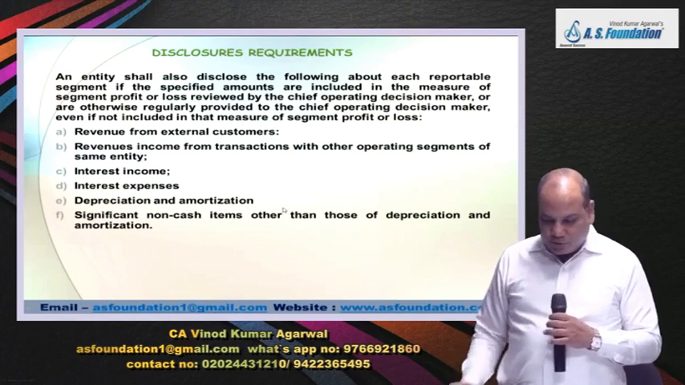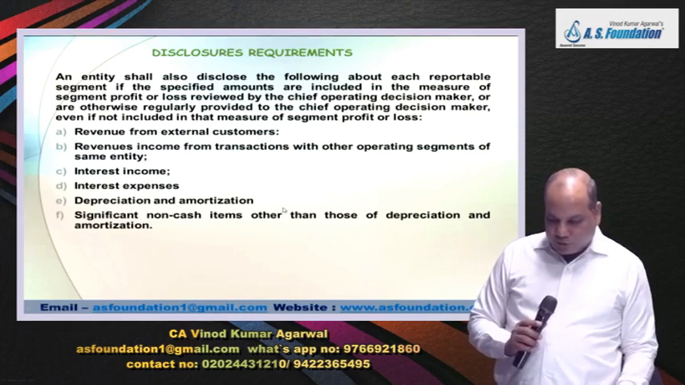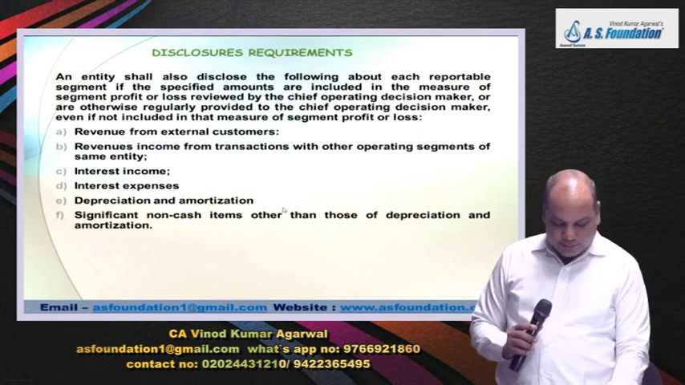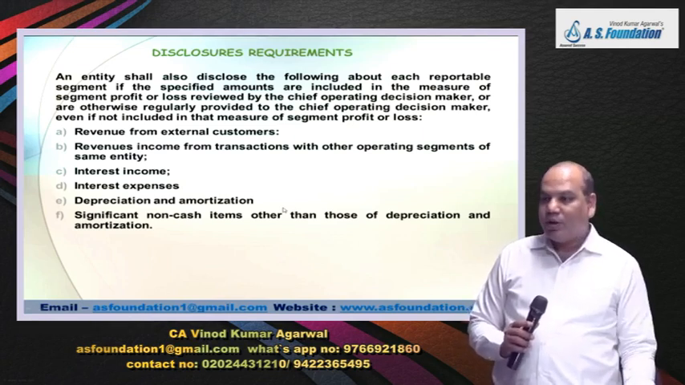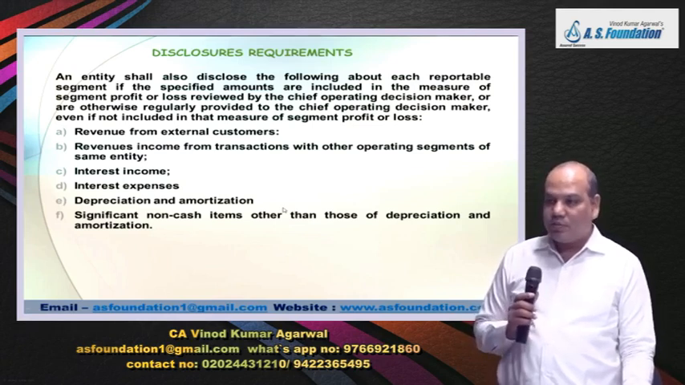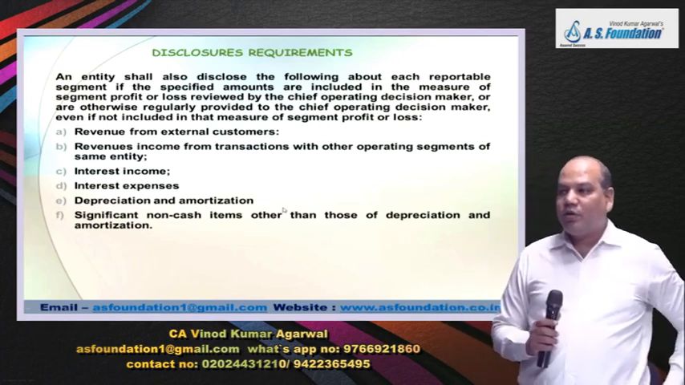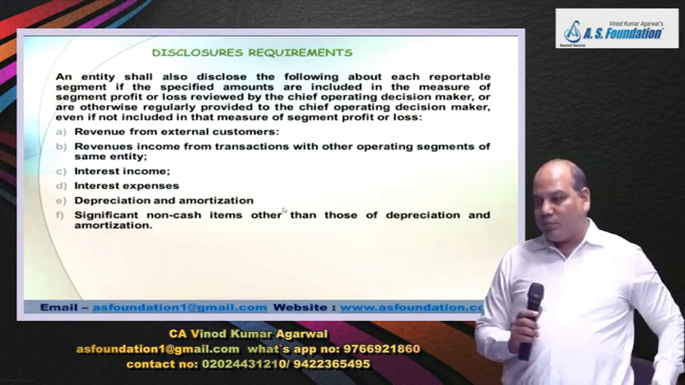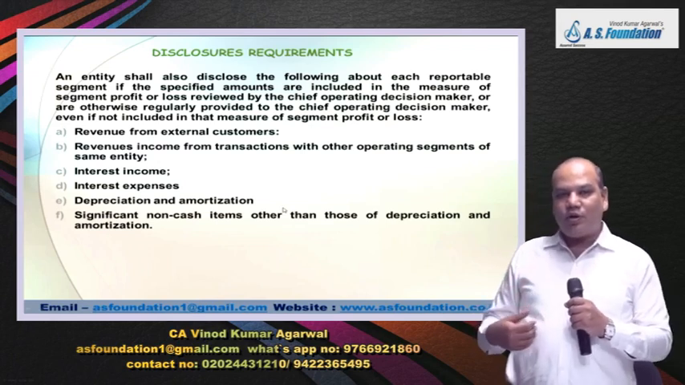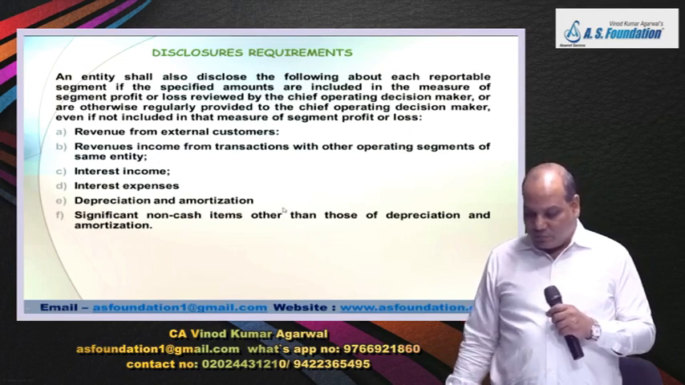Now come to the previous page, or in the same page, just check. Disclosure requirements: entity shall also disclose, paragraph 3, the following about each reportable segment. Now this is the main paragraph. What are the disclosure requirements for each reportable segment? Which information will you give? Even if you forget this, think as an investor, what information do I need to take the decisions?